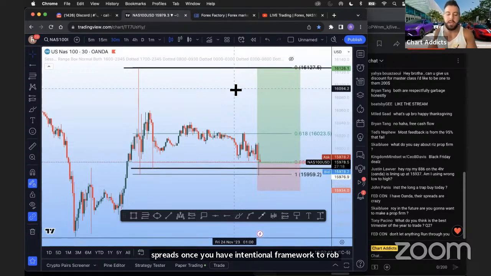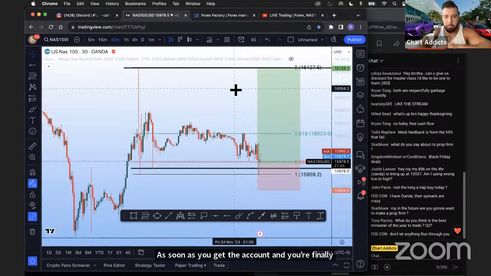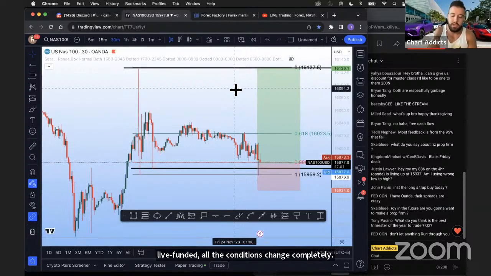These guys, once you manipulate spreads, once you have an intentional framework to rob clients using algorithms to slip trades, to create unfair trading conditions so that winners don't have the same chances they did on demo or on the challenge, as soon as you get the account and you're finally live funded, all the conditions change completely. And now they're starting to manipulate your trading conditions to make sure you lose. You get one shot at that.